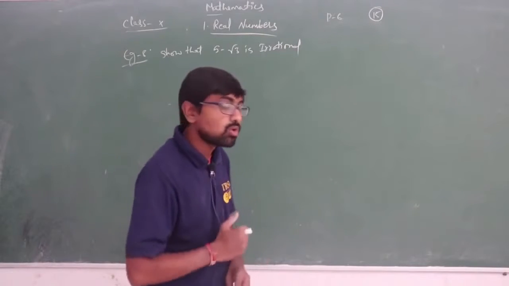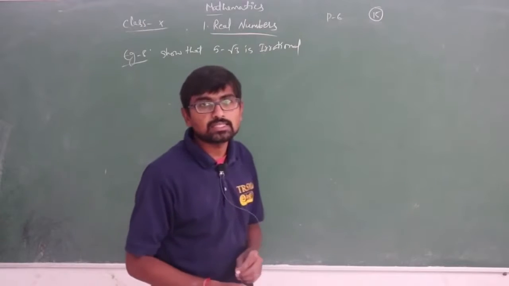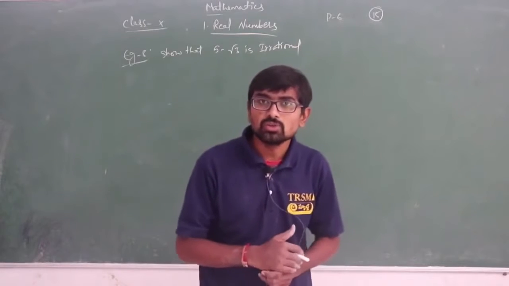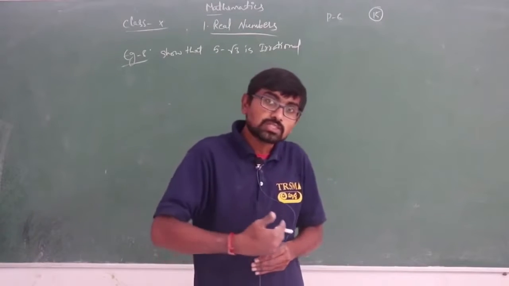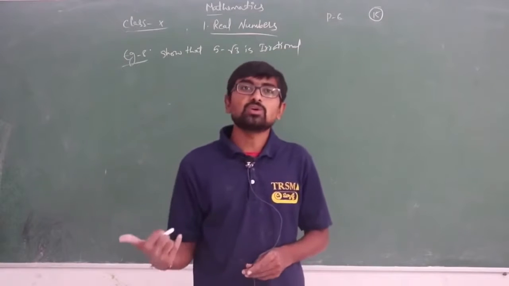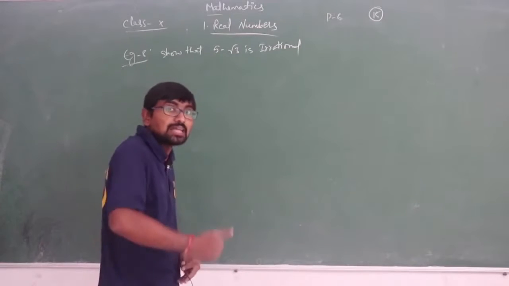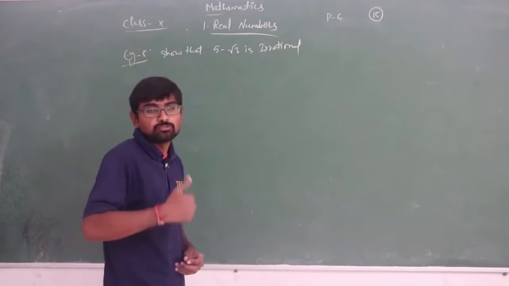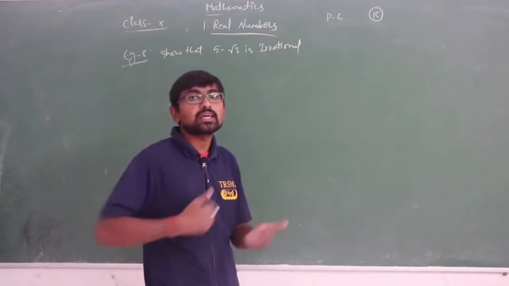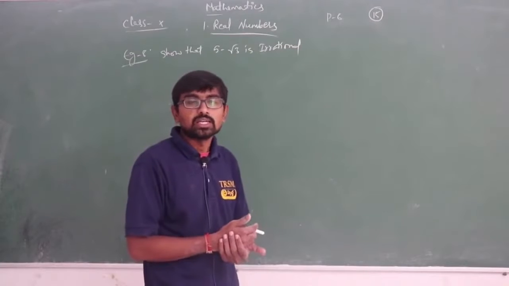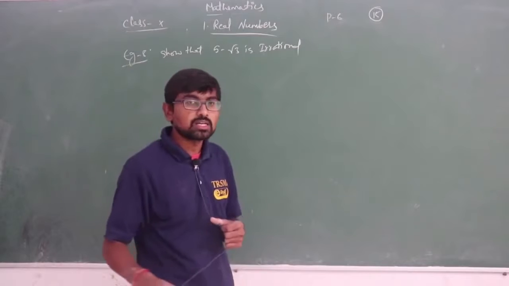If I want to show 5 minus root 3 is an irrational number, what do I need to do? I need to check whether it is rational or not. So first I think of it in the positive way, that 5 minus root 3 is rational. If in the solution I get a wrong answer, then I can conclude it is irrational, because my assumption will be wrong, as we did earlier.